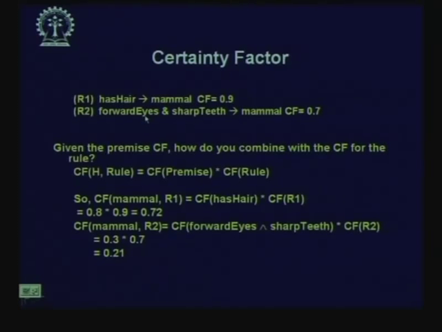Now, if we look at the second rule, given R2, what is the certainty that it is a mammal? Then we know that the certainty factor of the antecedent part, that is forward eyes and sharp teeth, is 0.3, and the certainty factor of the rule itself is 0.7. So, if we multiply them, it is 0.21. Now, we come to a point when two rules are stating that it is a mammal, one with a confidence of 0.72, another with a confidence of 0.21.